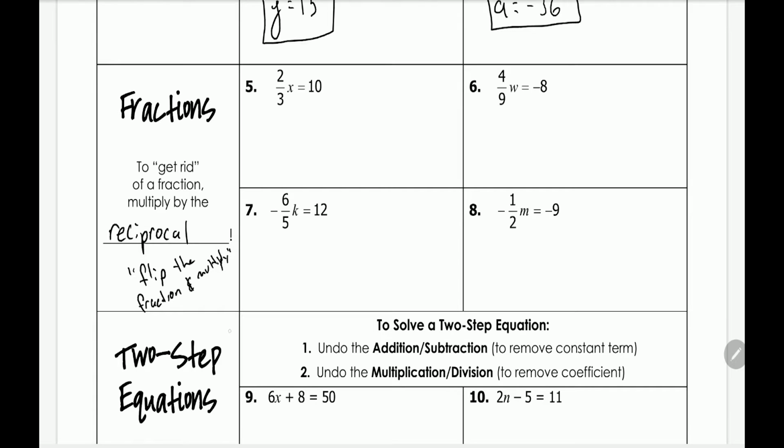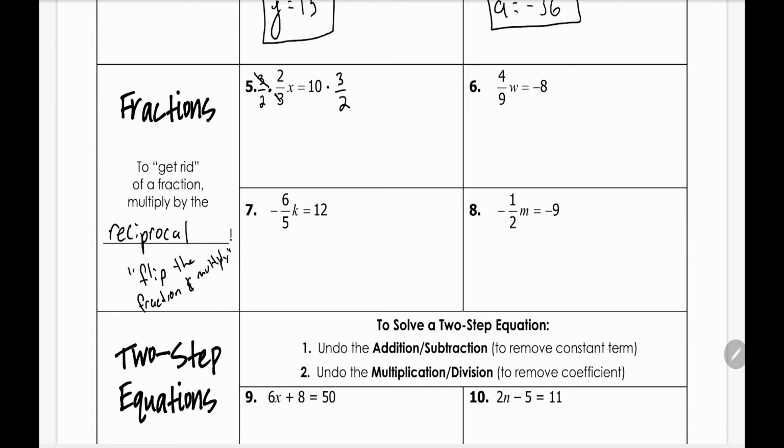Alright, so number 5. We have 2/3 x is equal to 10. So we have to get rid of this 2/3. So we have to multiply by the reciprocal. Well, we flip it. So that's 3 over 2, and we're going to multiply. Whatever we do on one side, we have to do on the other. So we're going to multiply by 3 over 2 on this side as well.